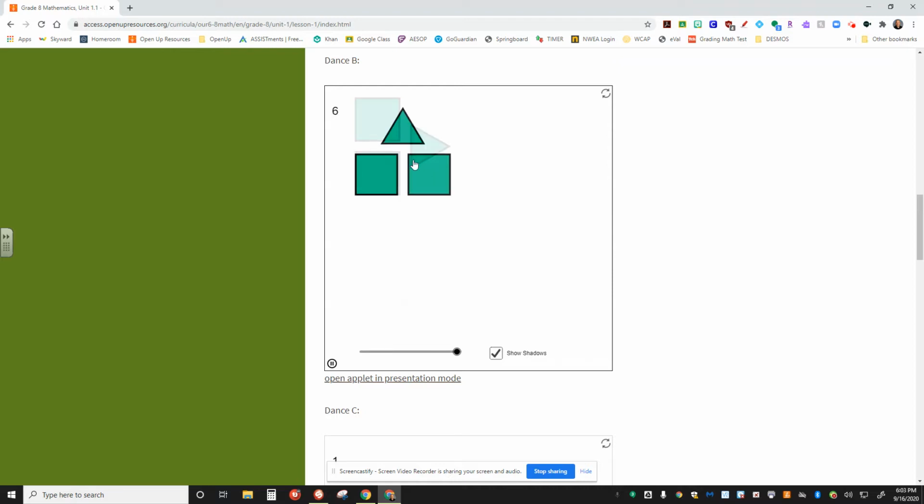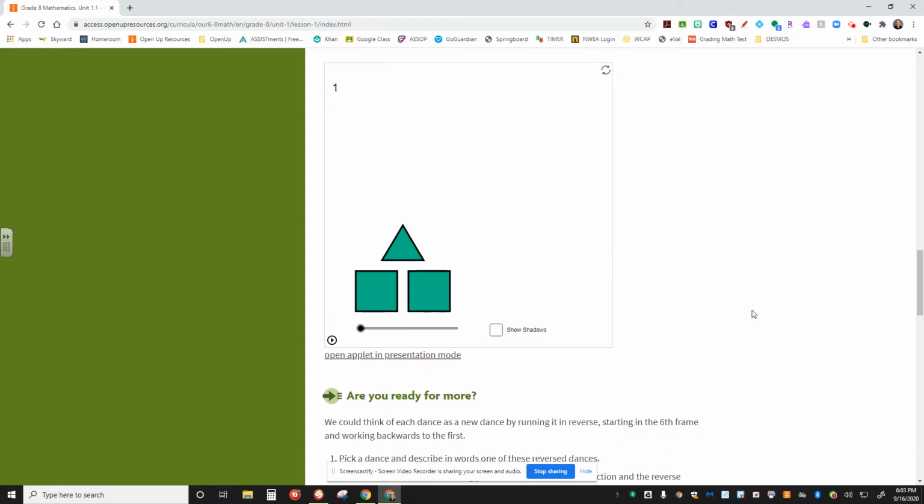And for the last one, we see that it turned again 90 degrees. So a slight variation in this. I'd like for you to take a minute to go ahead and do Dance C. Go ahead and play it and come up with your own conclusion of the three of them. Pause the video and then come right back and see how it compares to what I have to say.